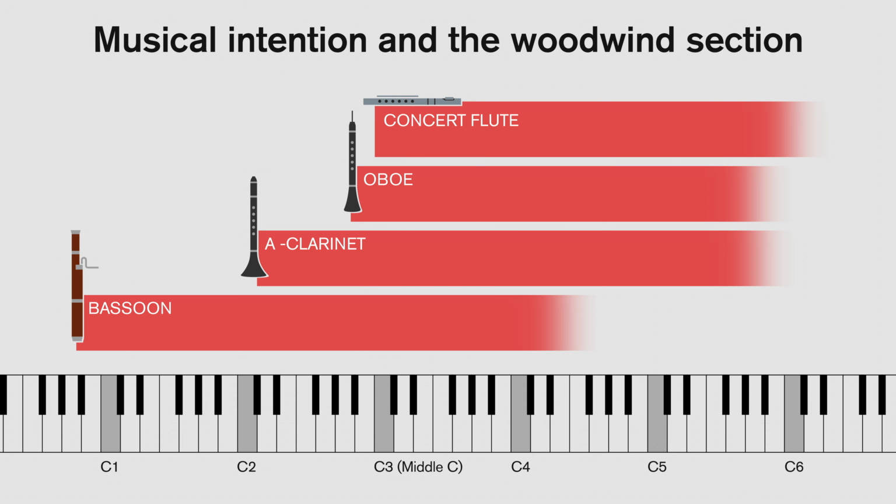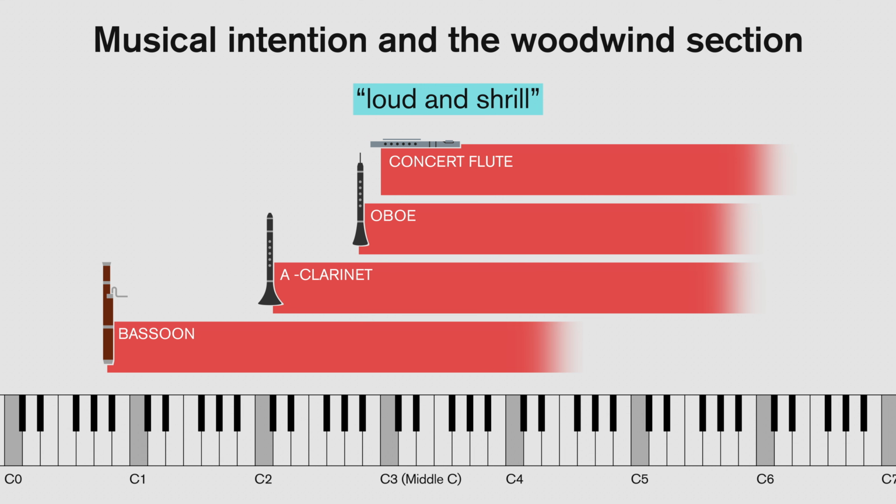Let's think of the range of the entire wind section, from top to bottom. With the winds, all the instruments have a similar set of registers. So, if our musical intention, alongside the rest of our orchestral parts, was something like loud and shrill, then we'd know that we should pick the high registers in each instrument. These are the registers which are really hard to control anyway, and need a lot of air, and so we can't use the woodwinds quietly there anyway.